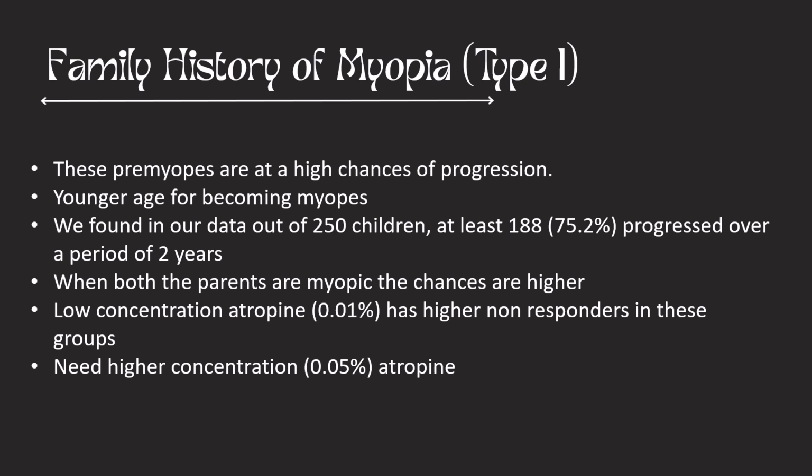So type 1 pre-myopes do have a higher chance of progression, and they become myopes at a younger age. So in our data of almost 250 children, at least 188 progressed over a period of 2 years, because some of the children were not there for 2 years. Some of them were for 1.5 years or 1 year. When both the parents are myopic, the chances are much higher. Low concentration atropine has higher non-responders in this particular group versus the other group, and this obviously needs a stronger drop and needs a higher concentration atropine.